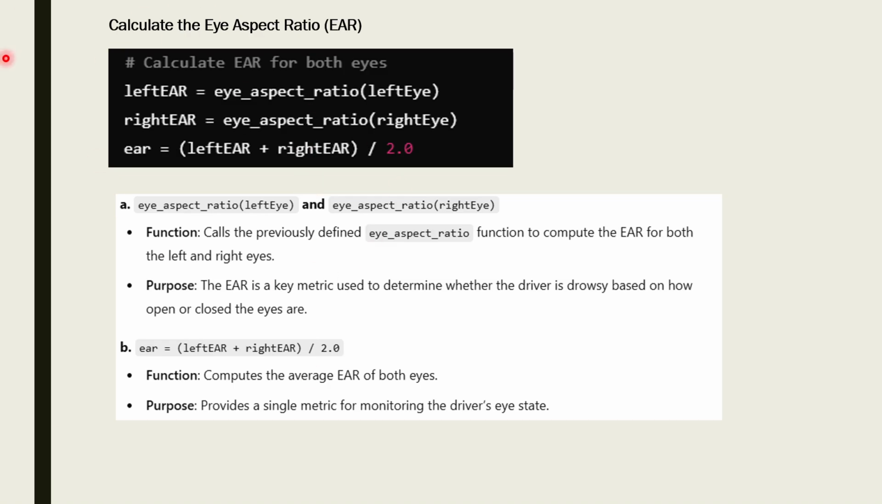Now this is very important. We want to calculate the EAR for both the eyes. So left eye aspect ratio for the left eye, right eye aspect ratio for the right eye. Now the EAR value is (left eye plus right eye) divided by 2. What this function does is call the previously defined eye aspect ratio function to compute EAR for both the left eye and right eye. The purpose is that EAR is a key metric used to determine whether the driver is drowsy based upon how open or closed the eye is. Remember, the function calculates the average value of EAR of both eyes.